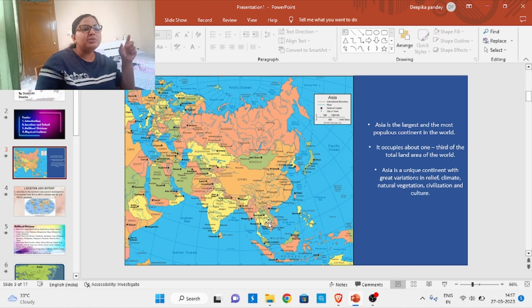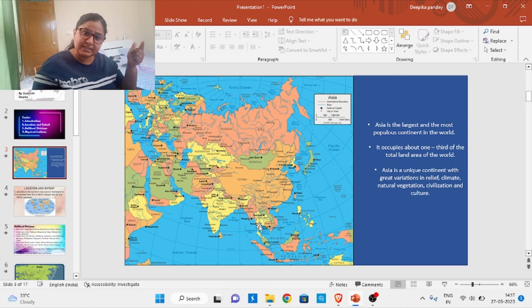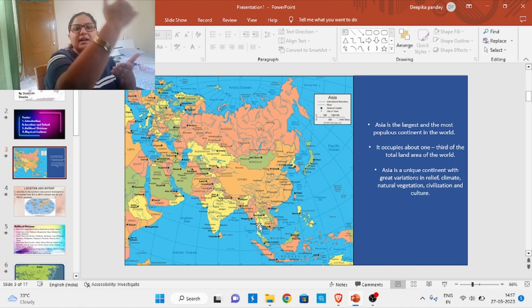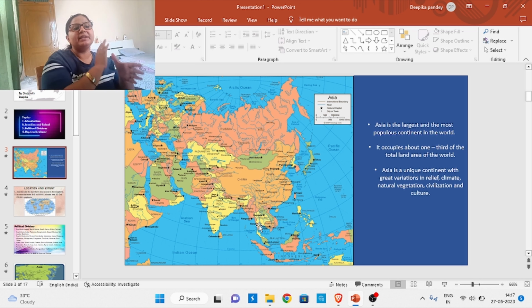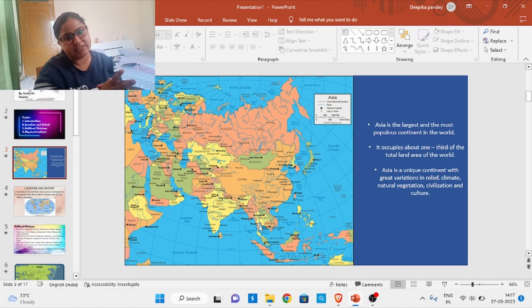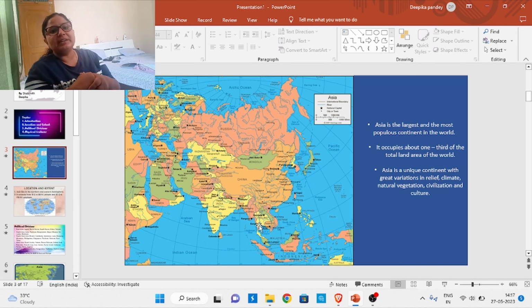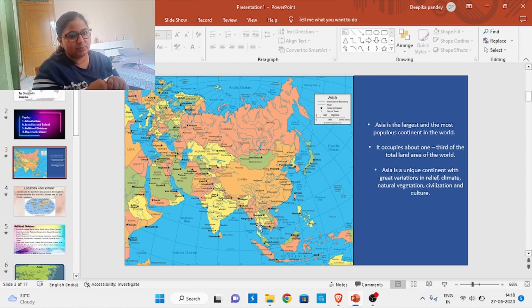And children, due to this fact, it encompasses all the 3 heat zones of the earth, right? See, it is starting from here to here, and such a large area is covered by the continent, and as such it contains all the 3 heat zones, like the torrid, temperate and the frigid, due to which it varies greatly in terms of relief, climate, vegetation, culture, lifestyle and civilization of people. And due to this only, it is also one of the unique continents of the world, right?